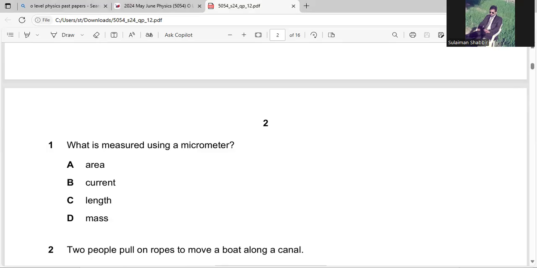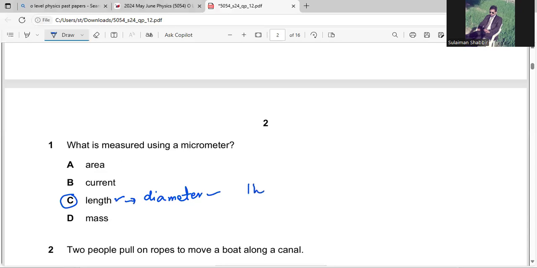What is measured using a micrometer? Area we can't use because it is in the form of length. Current is measured by an ammeter, and length is used for this one. So I will say length is the right option. This is the length which is used for a micrometer, in the form of diameter also.